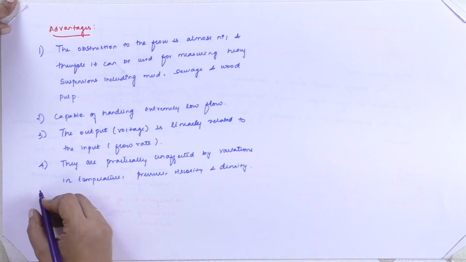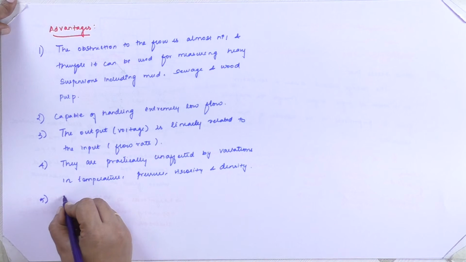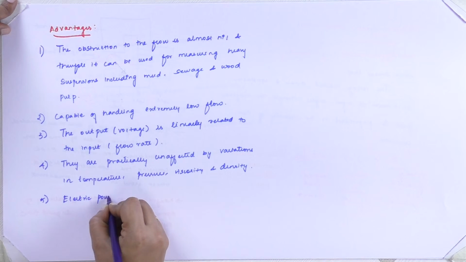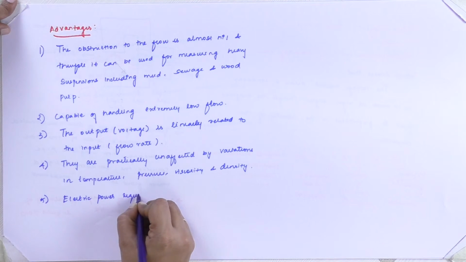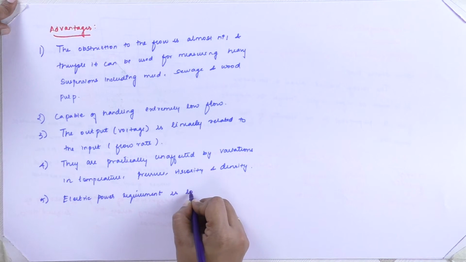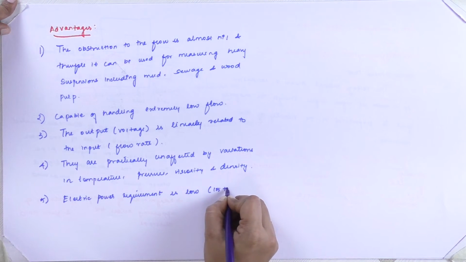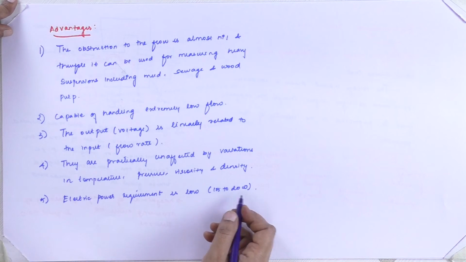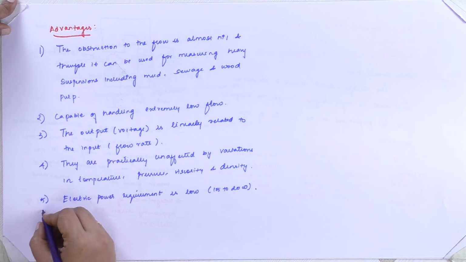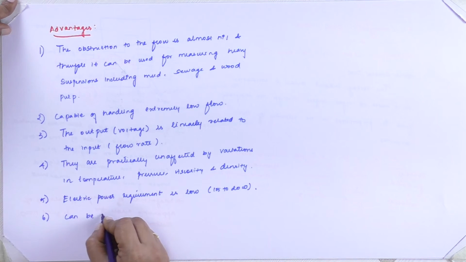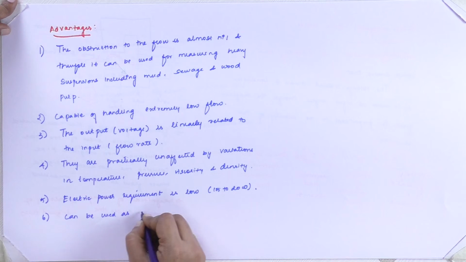of this flow meter. Next one is that electric power requirement is low. That is, 15 to 20 watt, pulsed DC type, is enough for the operation of this meter. It can also be used as a bidirectional meter.